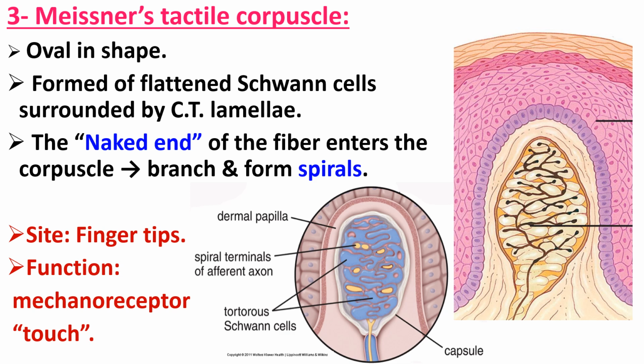The non-myelinated nerve fiber enters the corpuscle and branches. Here the branching is spiral; it forms spirals. It is found in the fingertips and functions as a mechanoreceptor. So the difference here is that it is surrounded by Schwann cells and is oval in shape, and the nerve fiber runs spirally in the corpuscle.